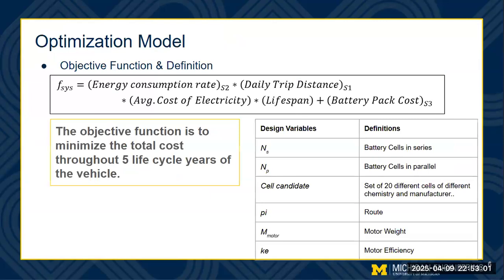Yeah, so I'll be walking through our optimization model for electric delivery van. The goal is to optimize a cost-effective and energy-efficient system using a holistic optimization approach. This slide shows our main objective function. We want to minimize the total cost of owning and operating the battery over 5 years. Our cost includes two parts. First is the energy consumption cost over the battery's life, and the upfront battery pack cost. The key variables include the number of battery cells in series and parallel, the route taken, the motor weight, and the efficiency of the motor. Next slide.